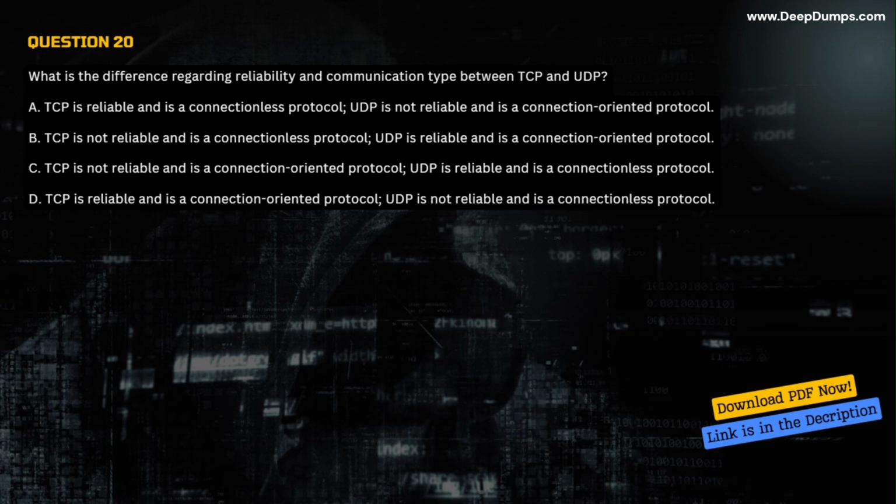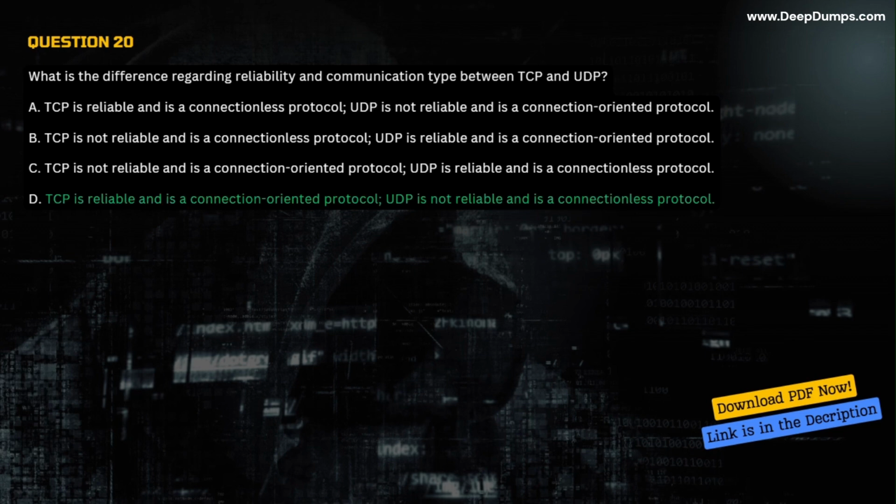A. TCP is reliable and is a connectionless protocol. UDP is not reliable and is a connection-oriented protocol. B. TCP is not reliable and is a connectionless protocol. UDP is reliable and is a connection-oriented protocol. C. TCP is not reliable and is a connection-oriented protocol. UDP is reliable and is a connectionless protocol. D. TCP is reliable and is a connection-oriented protocol. UDP is not reliable and is a connectionless protocol.